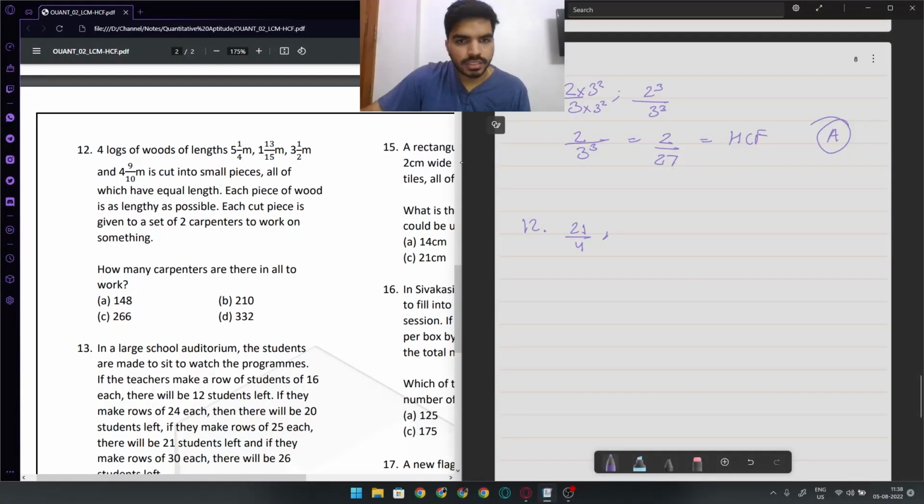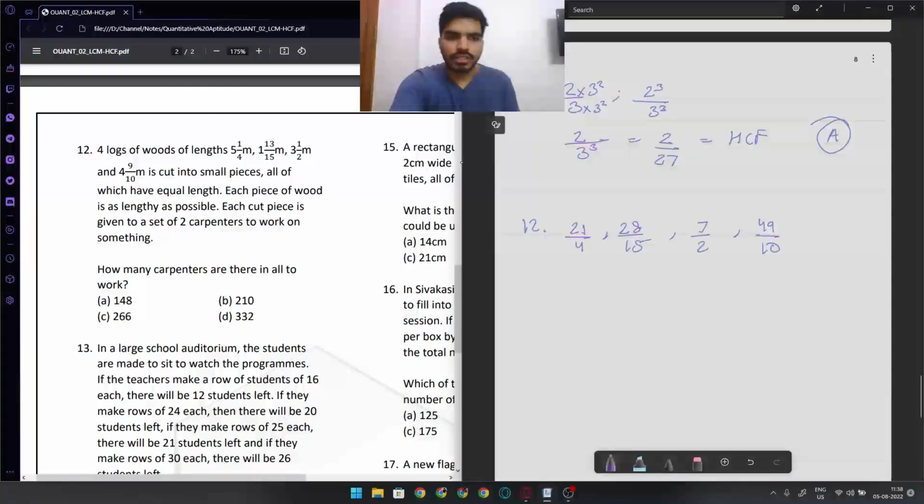21 by 4, this is 28 by 15, and this is 7 by 2, this is 49 by 10. Same thing we have to do again. You have to find the HCF again because you have to cut them down. These are the maximum lengths. Actually, keywords help a lot. It is written as lengthy as possible and the minimum number required.